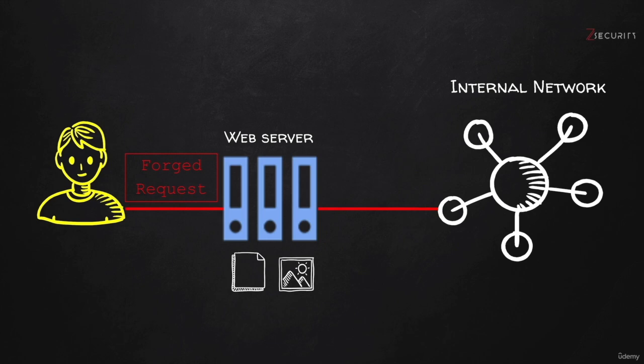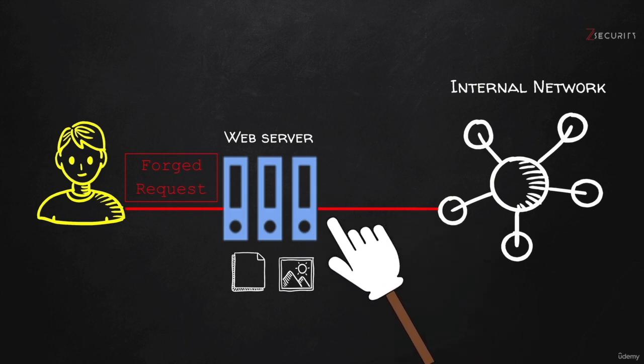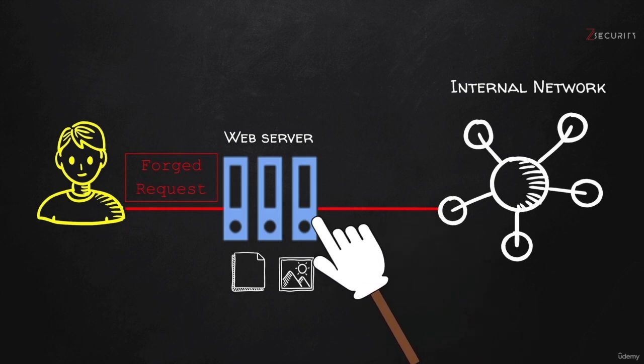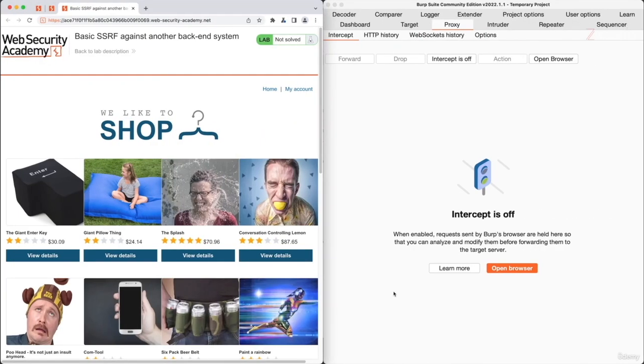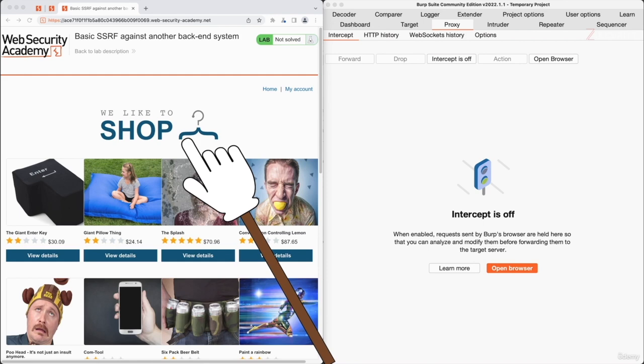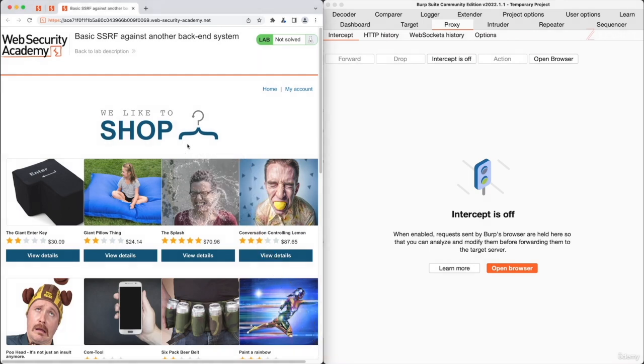In this class, we're going to use the Intruder functionality of Burp Suite to discover the clients that are connected to the same network as the web server hosting the vulnerable web application, and the services running in these clients. So right here we have another shop website. It's not exactly the same as the previous one.